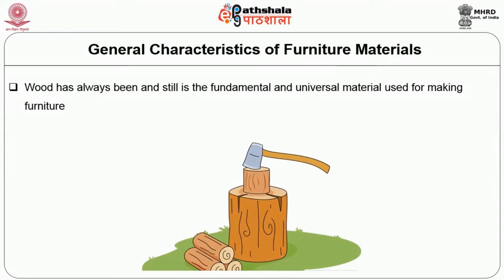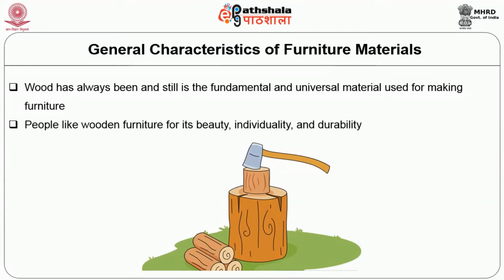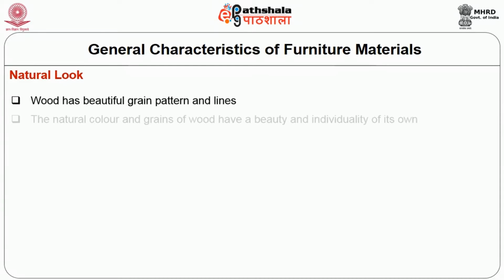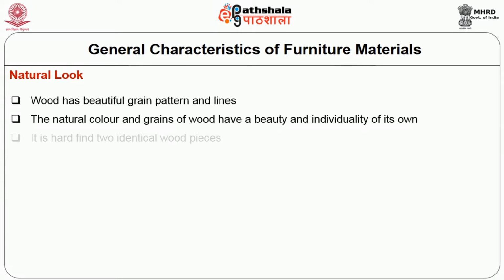Wood has always been and still is the fundamental and universal material used for making furniture. People like wooden furniture for its beauty, individuality and durability. People are attracted towards wooden furniture again and again because of its natural look. Yes, wood has a beautiful grain pattern and lines. The natural color and grains of wood have a beauty and individuality of their own. You will never find two identical wooden pieces.